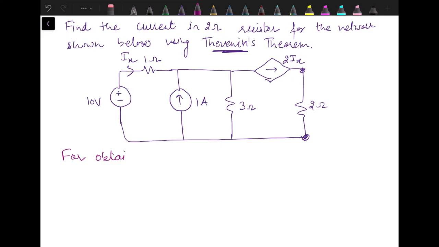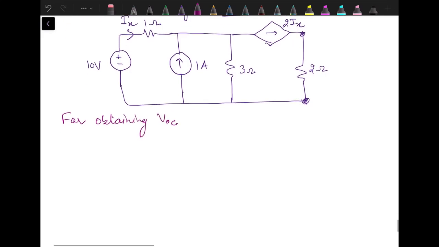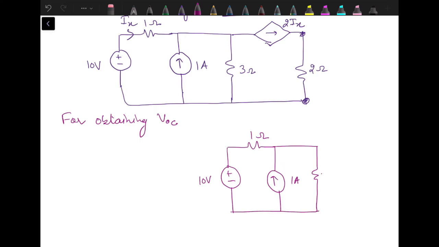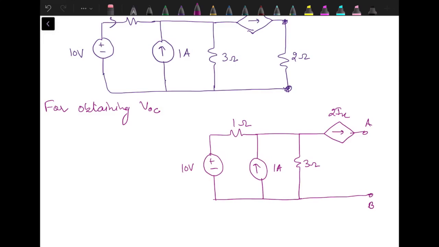Now, for obtaining VOC, let me draw the circuit again. One ampere source in parallel with 3 ohm resistance, and here we have 2Ix current source, and the load terminals should be replaced by open circuit. In order to find out VOC, we had removed the load resistance. Let's mark this terminal as positive, this one is negative, and here we have voltage VOC.